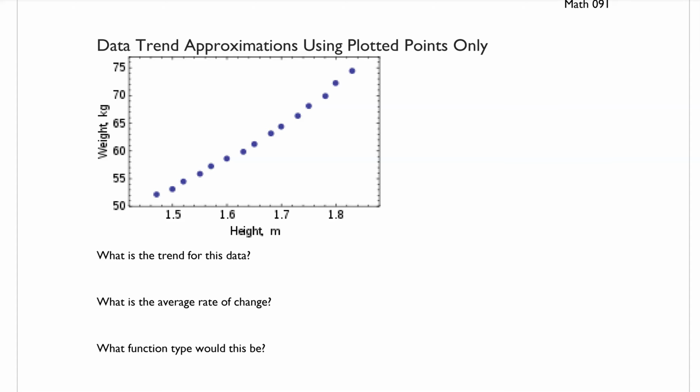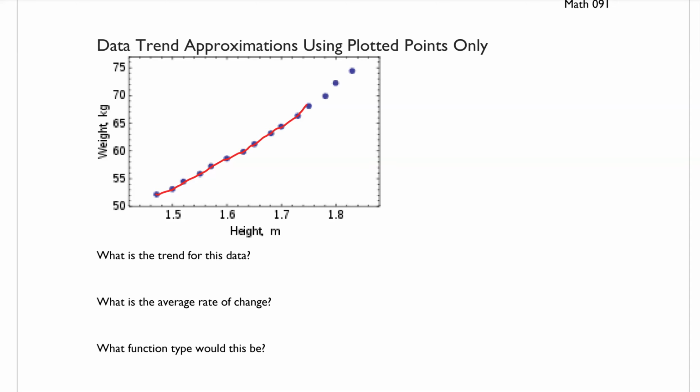So now we're going to talk about data trend approximations using plotted points only. Here we have a graph where the horizontal axis represents height in meters and the vertical axis represents weight in kilograms. Now, I am going to draw here by connecting these points.